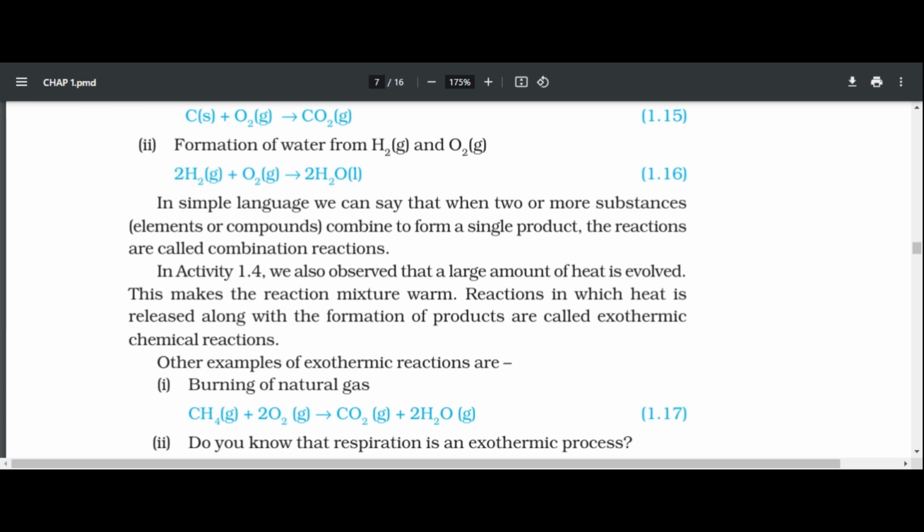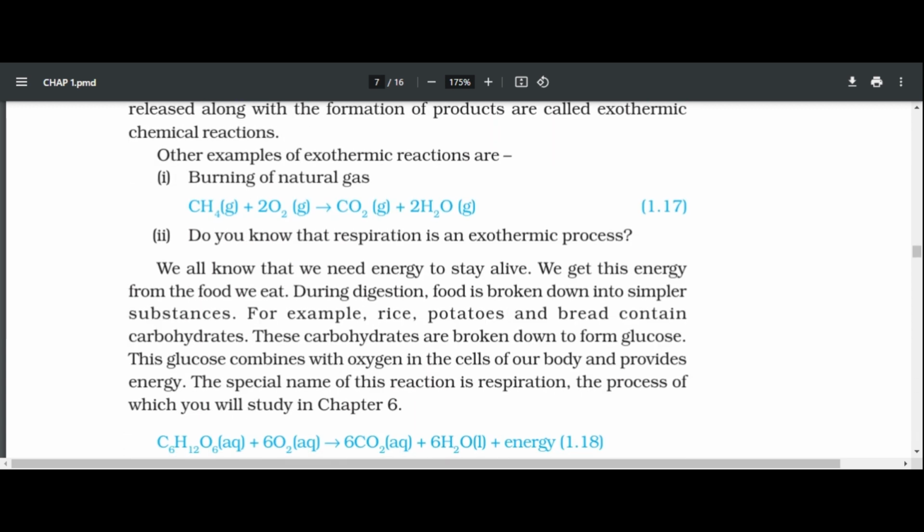Reactions in which heat is released along with the formation of product are called exothermic chemical reactions. Other examples of exothermic reactions are burning of natural gas: CH4(g) + 2O2(g) gives CO2(g) + 2H2O(g). This is equation 1.17. Do you know that respiration is an exothermic process?